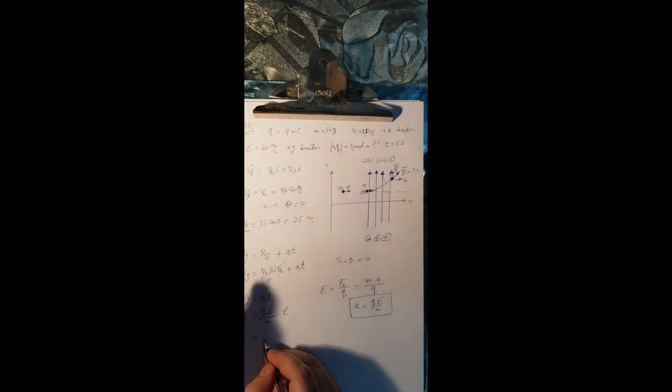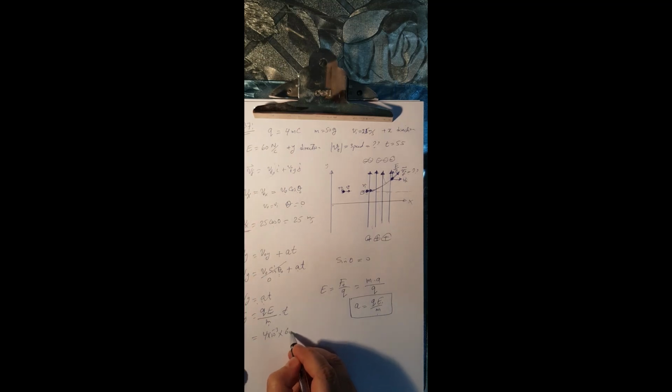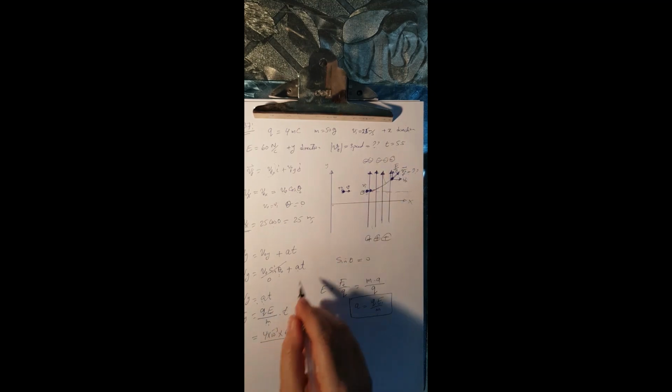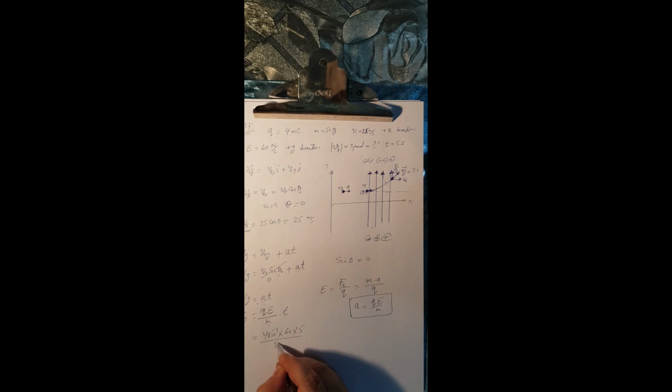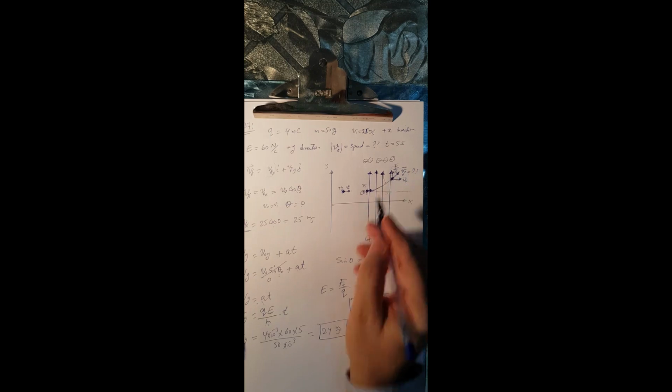The charge is 4 milli, so 4 times 10 to the minus 3. The electric field is 60, the time is 5 seconds, and the mass is 50 grams, so change it to kilograms. Then you find Vy, which is 24 meters per second. This is Vy, the component.